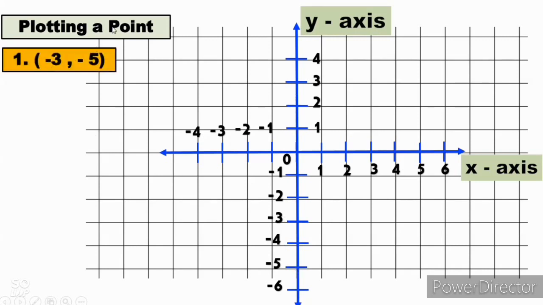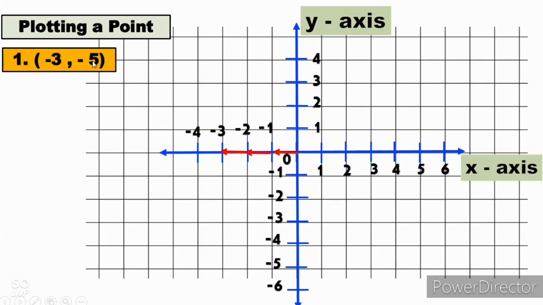Okay, plot negative 3, negative 5. So, our first coordinate or x-coordinate is negative 3. And the second coordinate or y-coordinate is negative 5. To plot the points, we start from the origin. Okay, or 0, 0. Okay, so since our x-coordinate is negative 3, so from the origin, we count 3 units going to the left direction. 1, 2, and 3.